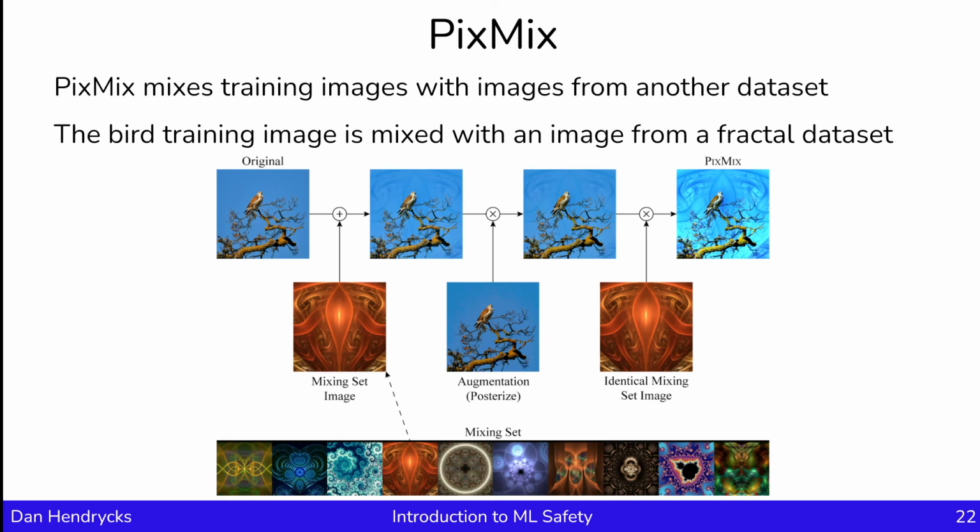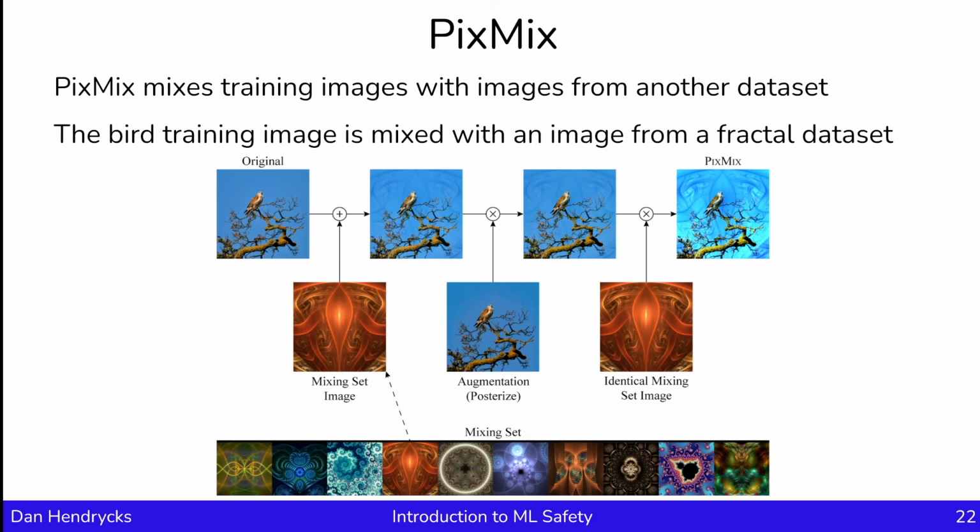So in the example below, we can see the bird is being mixed with the mixing set image, in this case some fractal. And then in the next step, it's being mixed in with a posterized version of the original training image. And then it's being mixed in again with that same mixing set image. Now, it might mix together in some different ways, potentially different convex combinations, or the operation might be a multiplicative mixture instead of an additive mixture. But the resulting image looks fairly distinct from the original image, but it's not completely distorted.